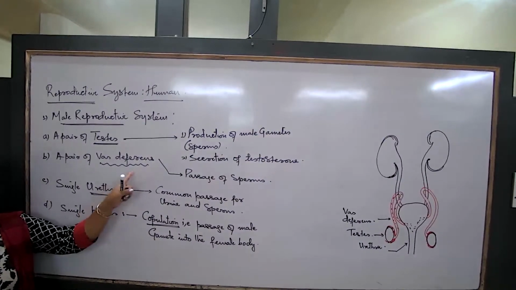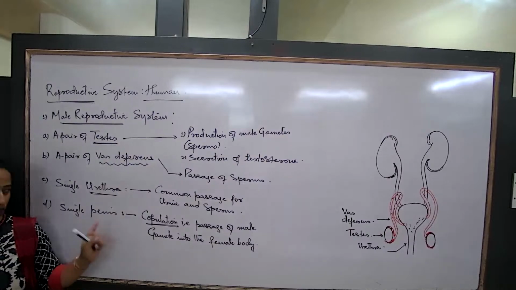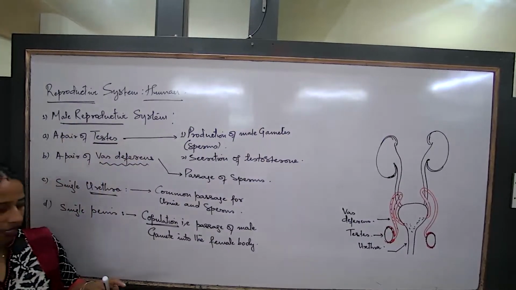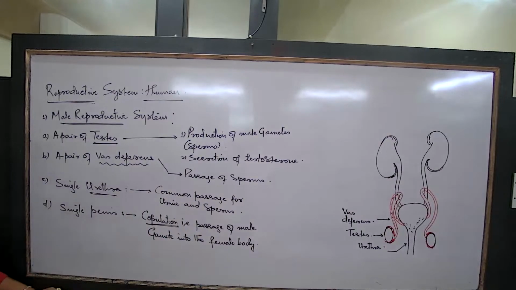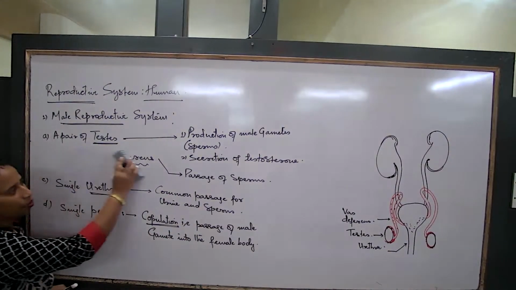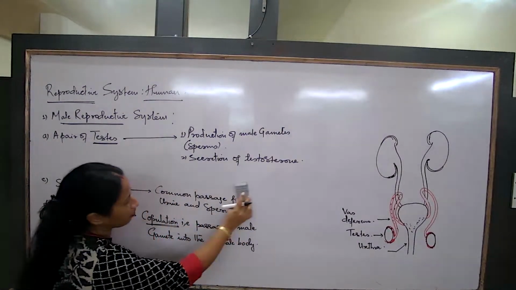So I told you first of all the 3 basic processes. Now I will start talking about the testes. What are some of the other points of the testes that we'll have to remember? Now, certain more features of the testes in case of the male body.